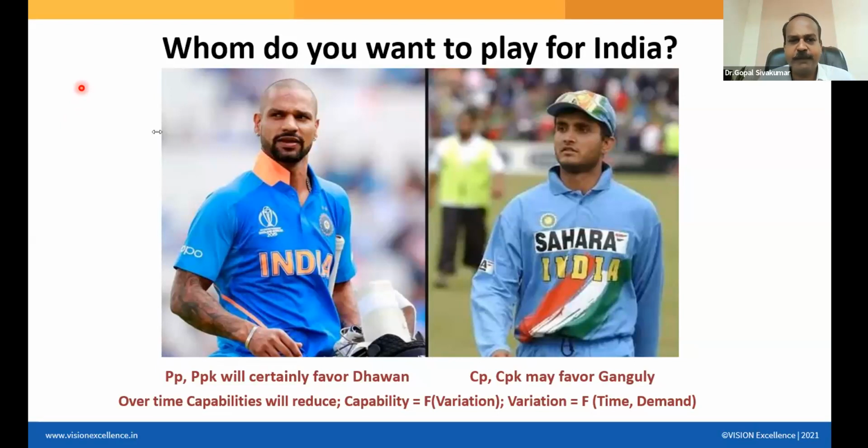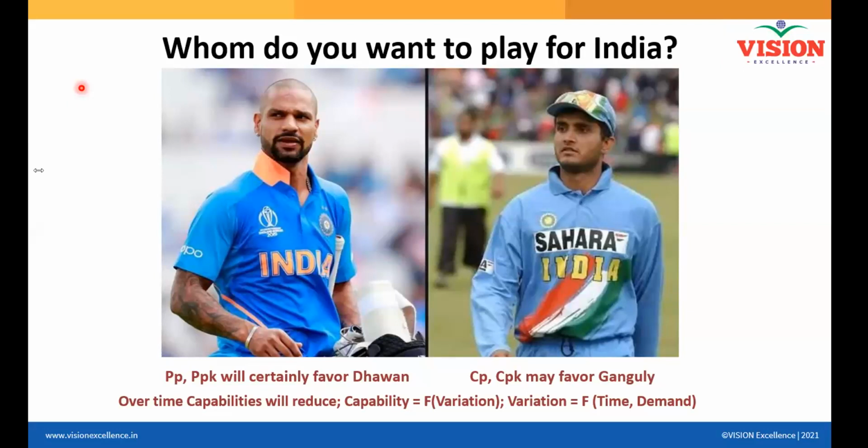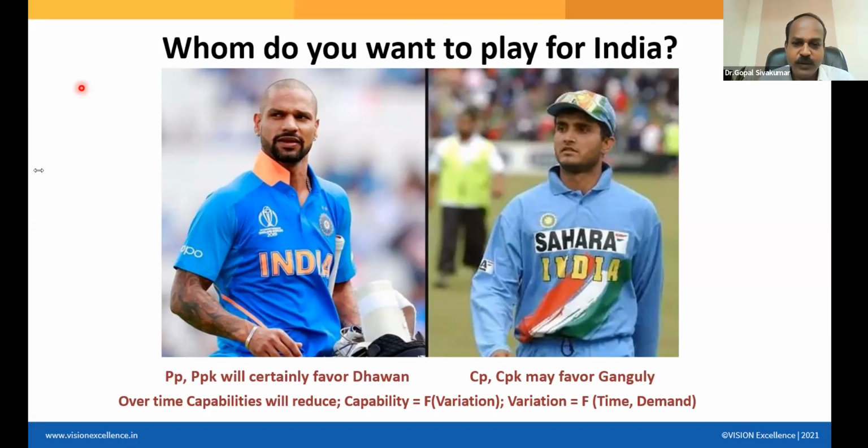So CP and CPK are like your Ganguly. But PP and PPK are like Shikhar Dhawan, Surya Kumar Yadav, and Shubman Gill, who are actually helping you win matches, which is important. Winning matches, or keeping legends? Winning matches. So if you understand this logic, hereafter you must start believing in your PP and PPK and not just in CP and CPK. Hope you are gaining some clarity here, isn't it?